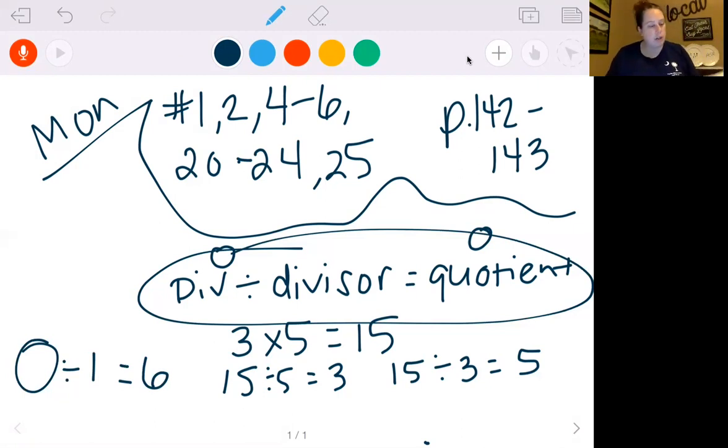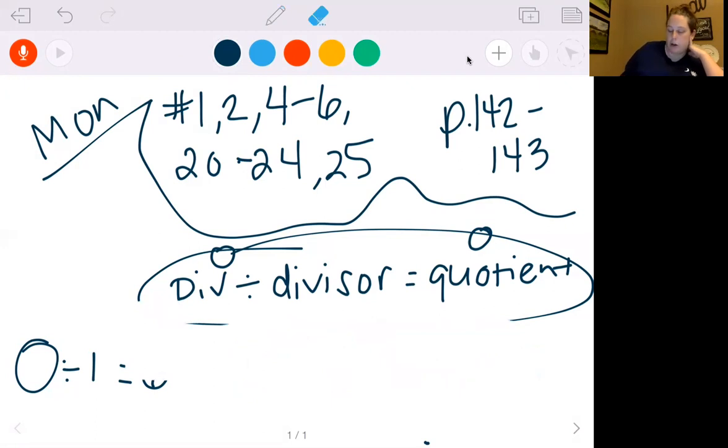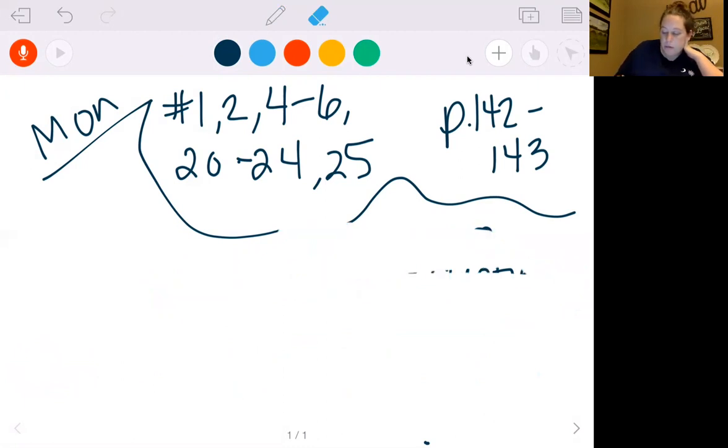Then let's go on to number 20. I'm going to erase this right here. Remember, you can always go back and look at it after I've erased it. All right, so let's look at number 20. Number 20 says write 4 related facts for each set of numbers. So let's do number 20 together.